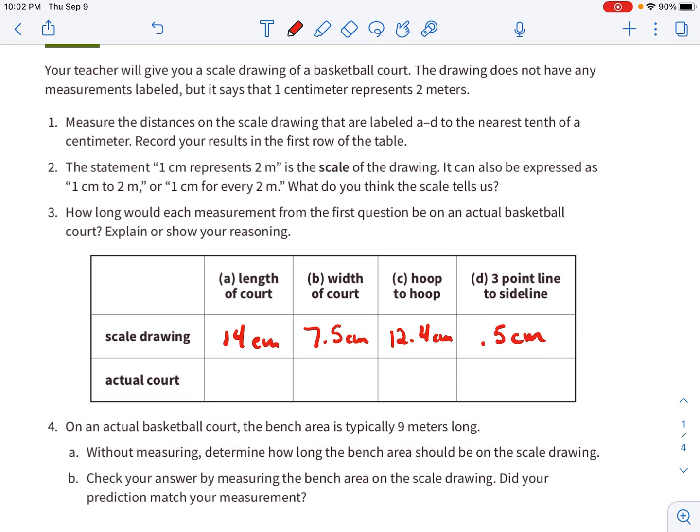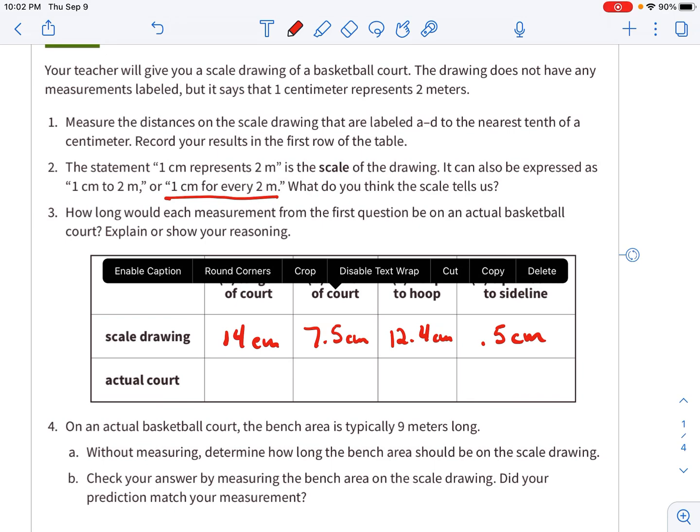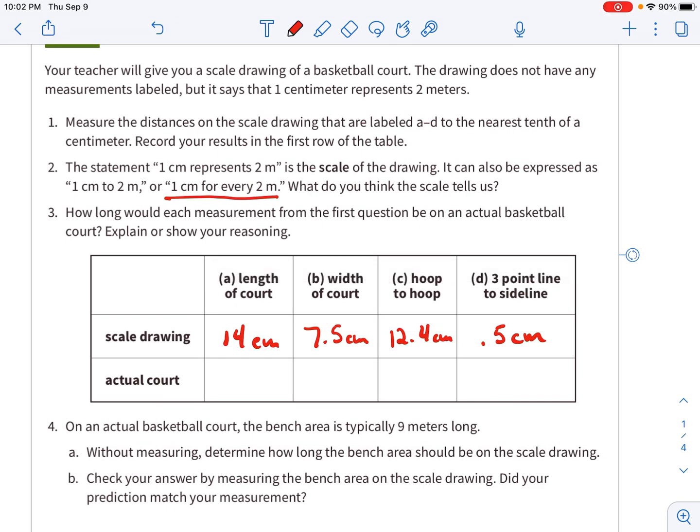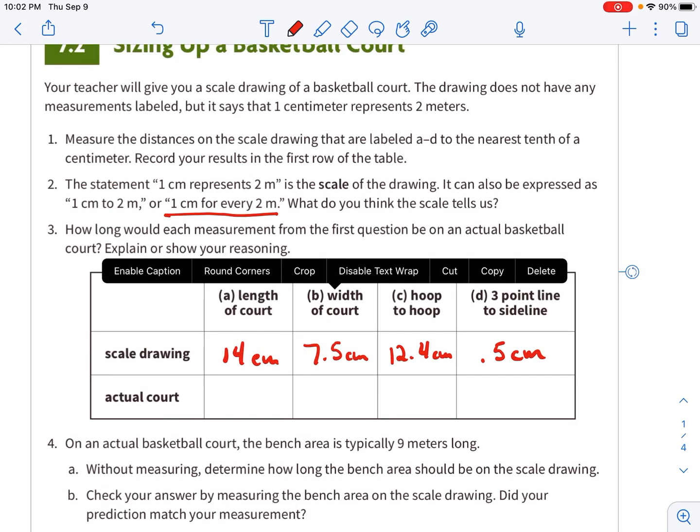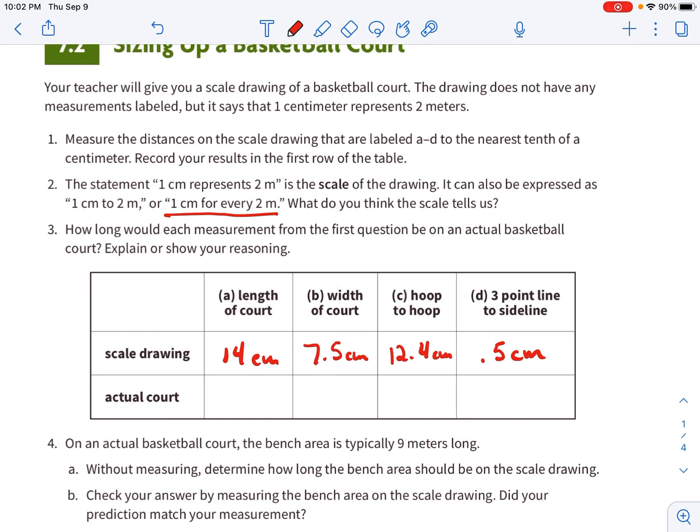Well, if we know that to the scale, 1 centimeter is equal to 2 meters, then for every centimeter, that's equal to 2 meters. So all we're going to do is take our drawing dimensions and multiply them by that scale factor of 2. So 2 times 14 is going to be 28, but now we are in meters. Meters is roughly about a yard. It's a little bigger than a yard.